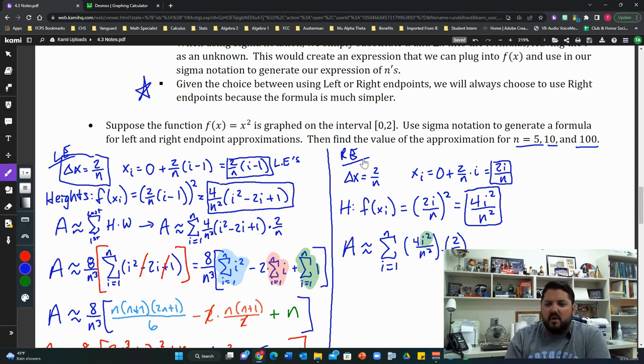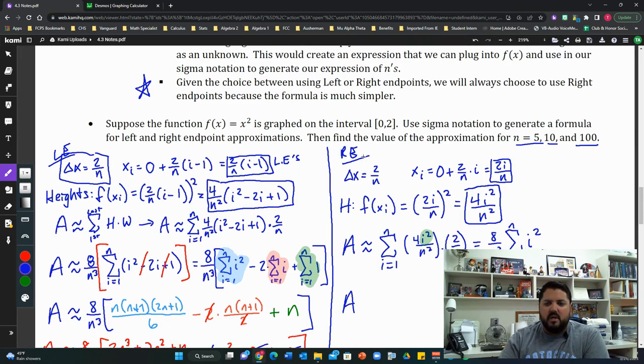So that would leave me with the sigma of 8 over n cubed, just like we had before, times the sum from i equals 1 to n of just i squared. Because it's just that one term, that actually means I don't have to do any breaking apart or anything. We can jump straight to replacing that sigma with its formula.